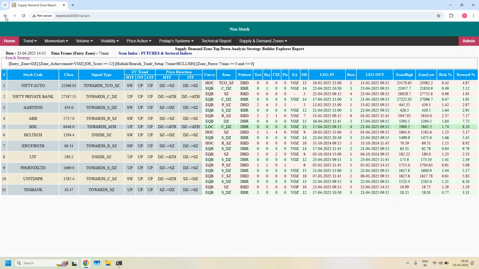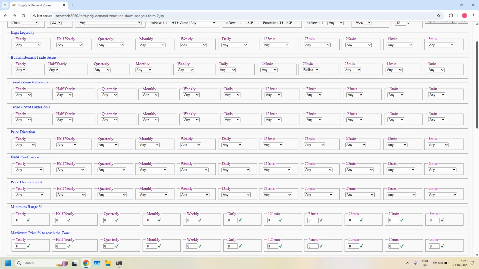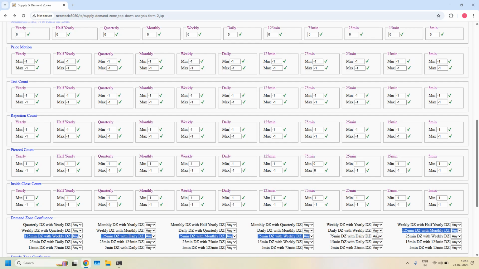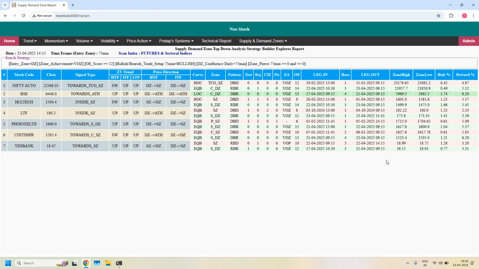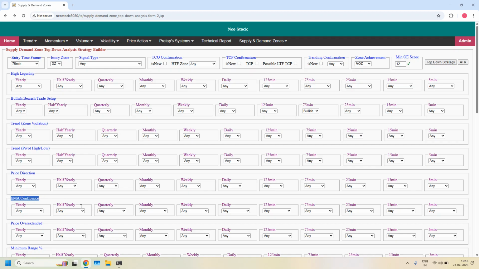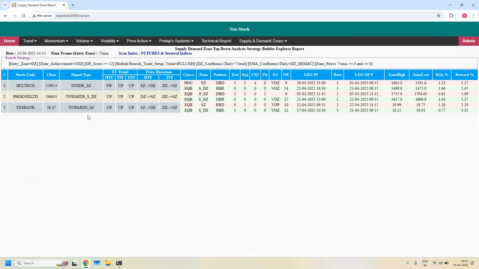Next, high probability zones based on LTF, ITF demand zone confluence, that is 75 daily demand zone confluence. We got 7 stocks. And daily trend is up. In the EMA confluence, checking daily demand zone with daily EMA confluence, we got 3 stocks. So these 3 75 minutes demand zones have a higher probability of success.